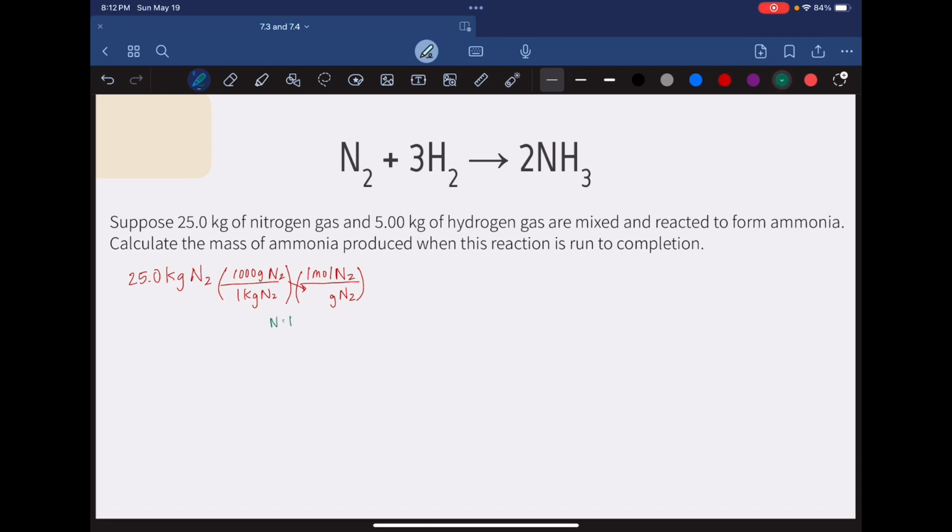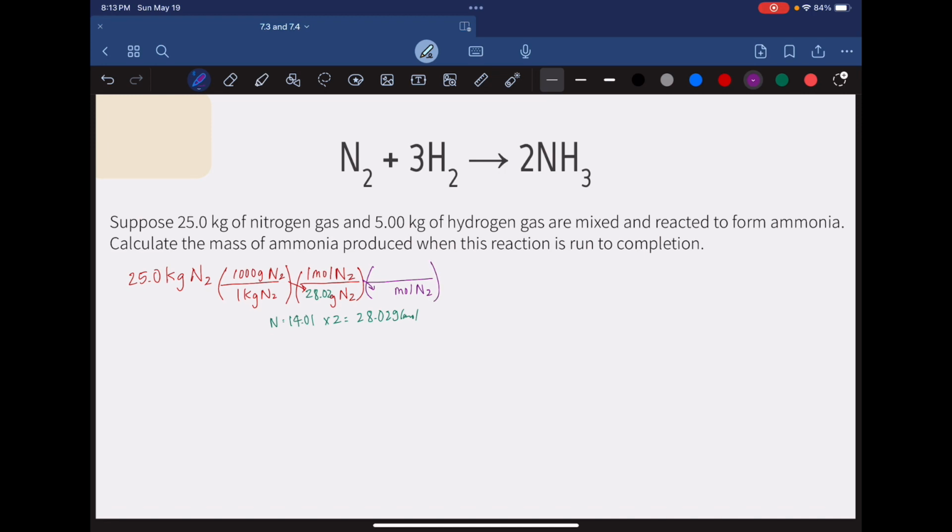Nitrogen on the periodic table is 14.01. I have 2 of them, so this will be 28.02 grams per mole. So that's what I will put here, 28.02. Now that I'm in moles, I know moles will drop to the bottom, so moles of N2.